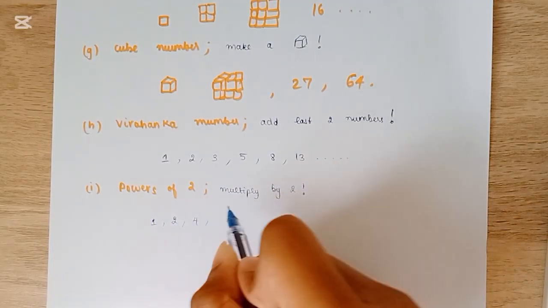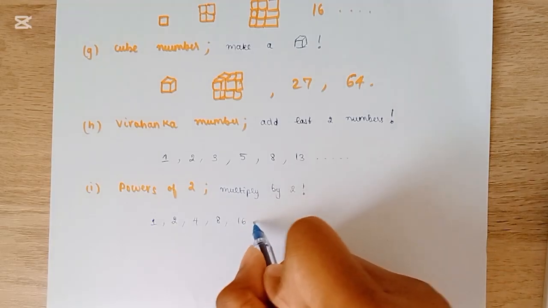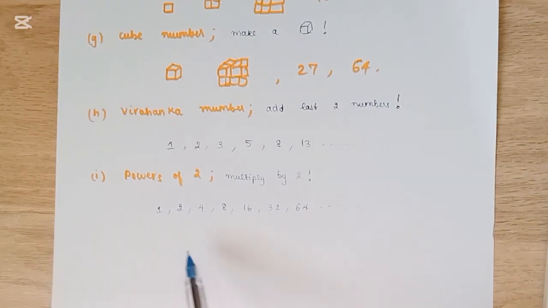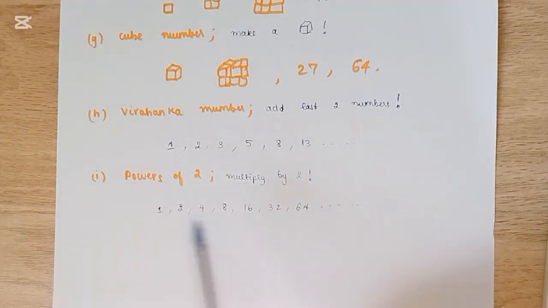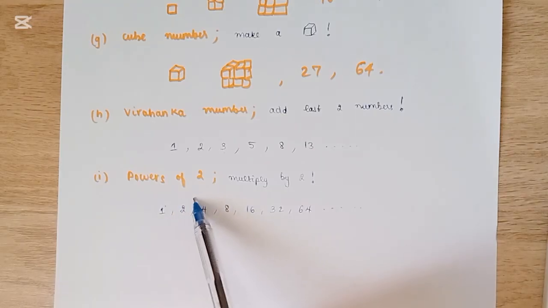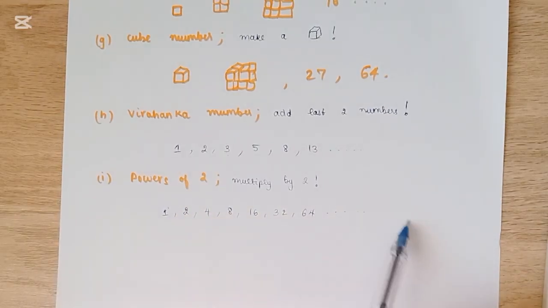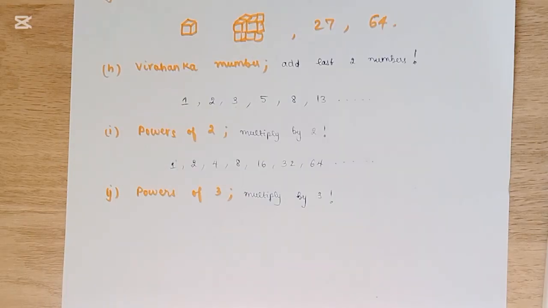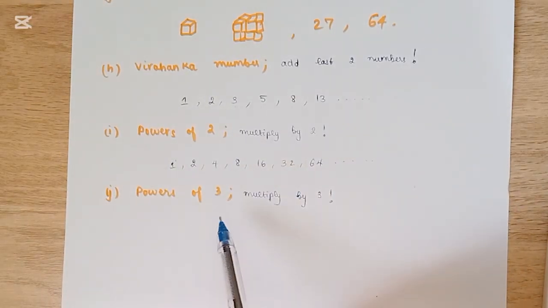1. 1 into 2 is a 2. 2 2s are 4. 4 2s are 8. 8 2s are 16, 32, 64, etc. So this is what is meant by the number pattern of powers of 2. It is when the first number is multiplied with 2, the second number is multiplied with 2, and so on. You form a pattern. This is called the powers of 2 pattern.